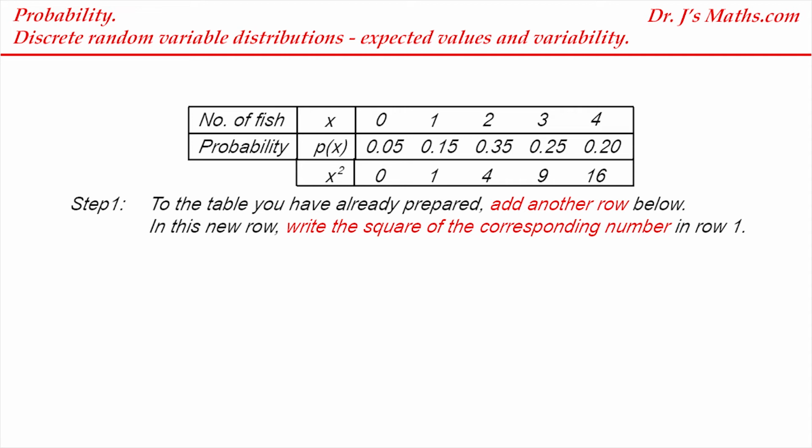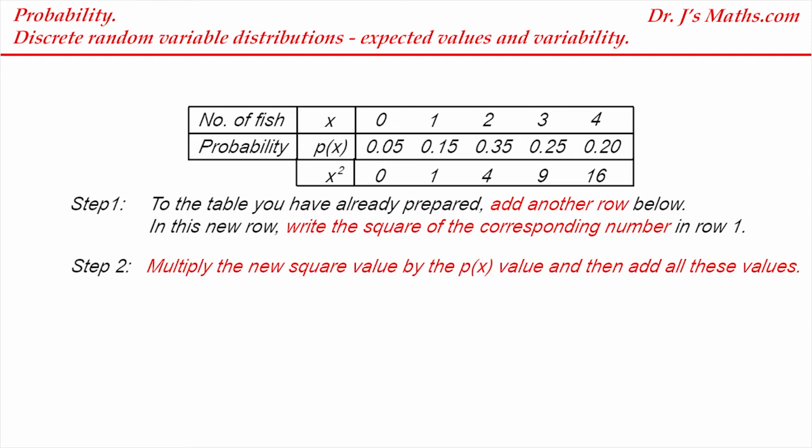So 0 in the top row goes to 0 squared, or 0 in the bottom row, and so on and so forth. The 3 in the top row goes to 3 squared in the bottom row, so 9, etc. Step 2. Multiply the new square value by the px value above it, and then add all of these values.